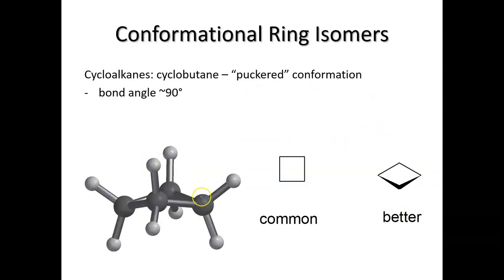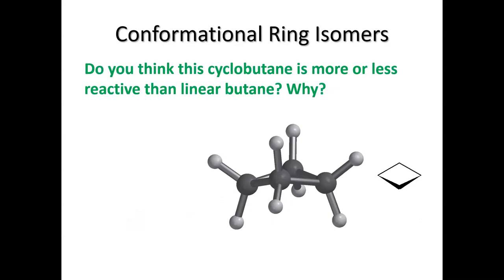There are other types of rings. We can have cyclobutane, so methyl, ethyl, propyl, butyl, where we have 4, and sometimes they're drawn out to show that it's not really flat because the bond angles are about 90 degrees, but they tend to pucker in their conformation. What do you think here in terms of 90-degree bond angles? Do you think this would be more or less reactive than linear butane? And I'd like you to answer that question in our Blackboard space.